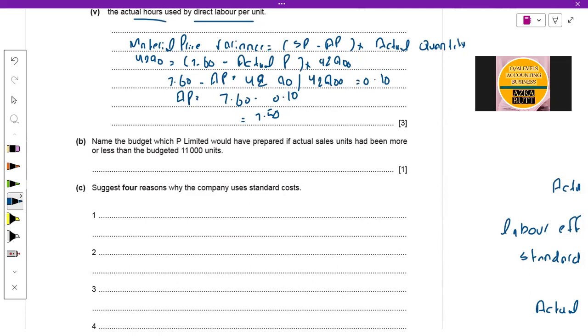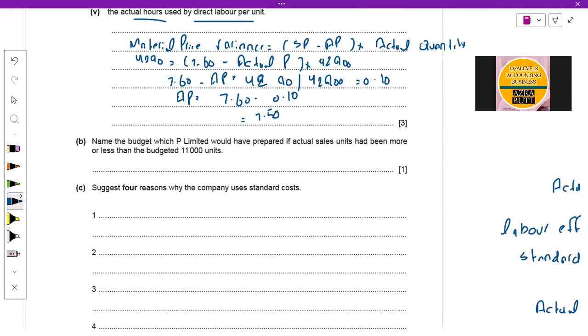And the next question is to suggest four reasons why the company uses standard cost. So there are four reasons. First would be cost control. Standard costs allow the company to set benchmarks for cost, for example, direct material and labor, enabling management to monitor actual performance against these standards. Any significant variances can be identified and addressed, helping the company control costs and improve operational efficiency.